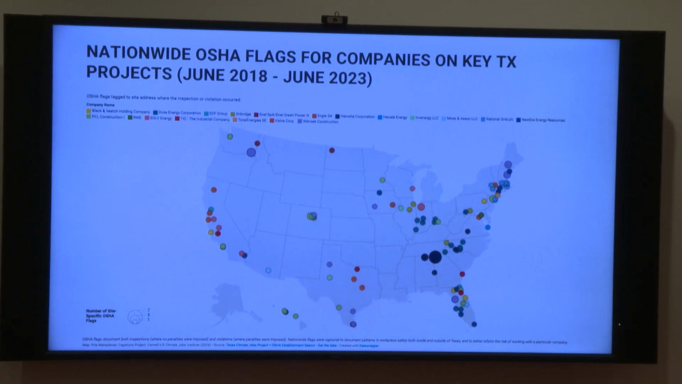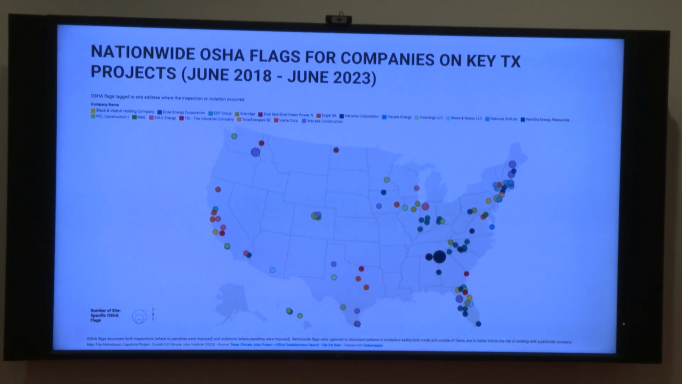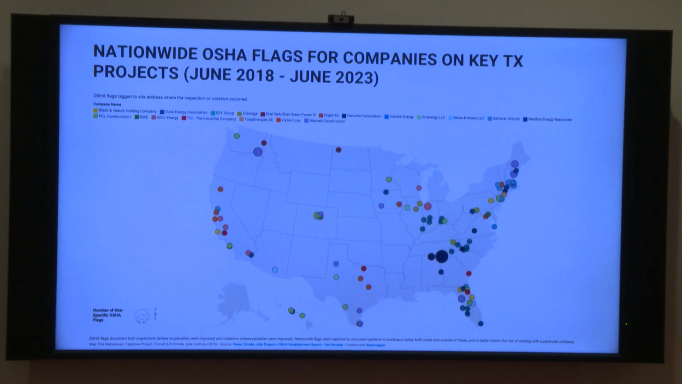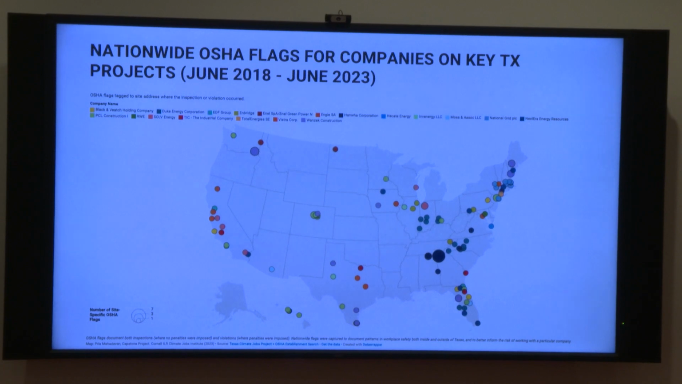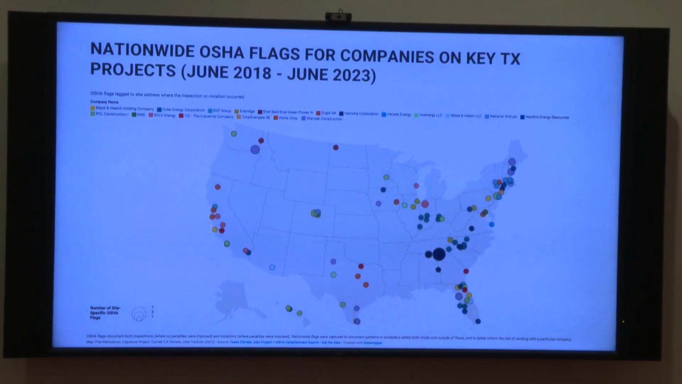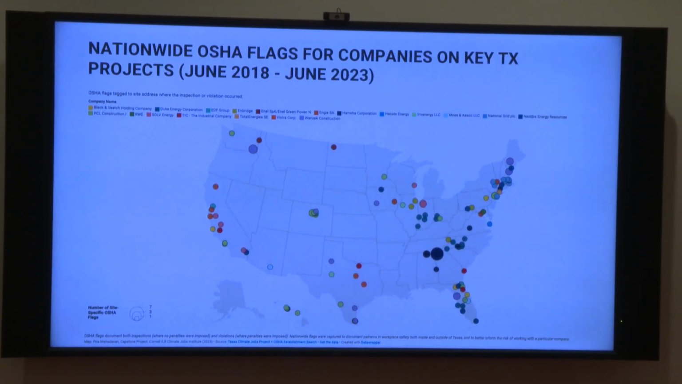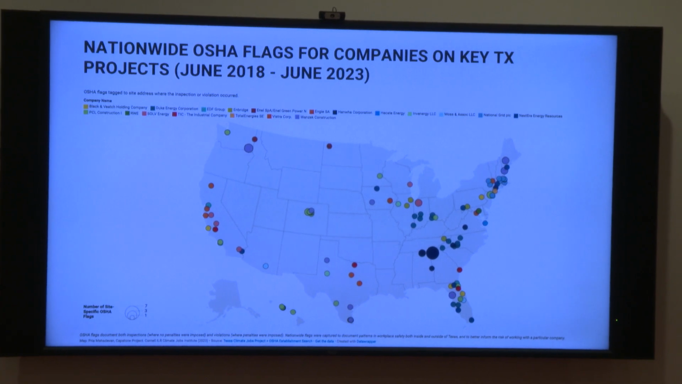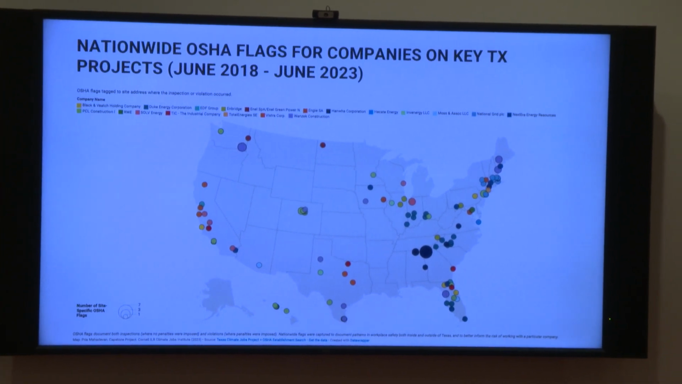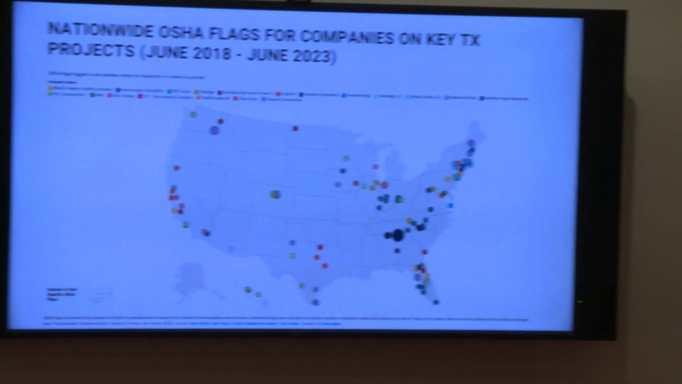I think the very first thing you notice is that there's a lot more developers who have gotten OSHA flags if you just move away from Texas a little bit. It's very interesting to note who the repeat offenders are, but there's not too much of a geographical pattern, but you can see more of the scale and the scope.